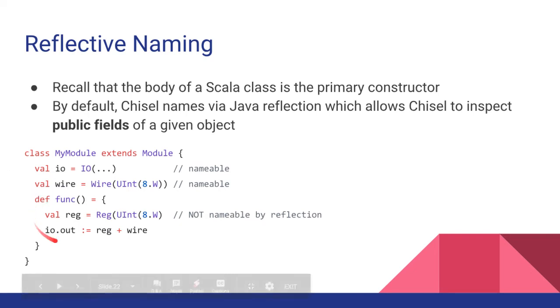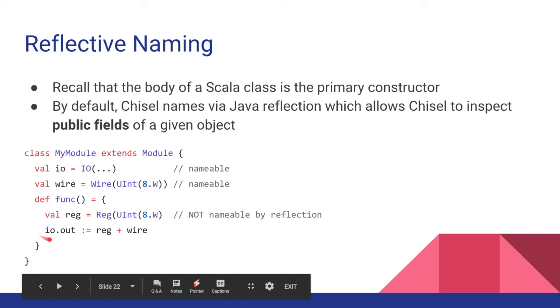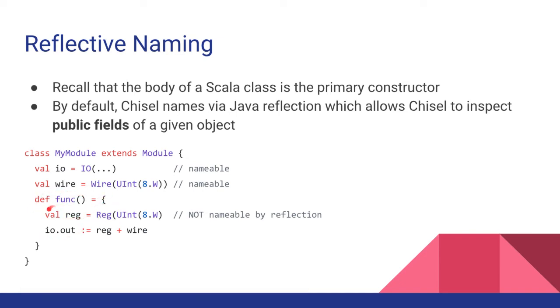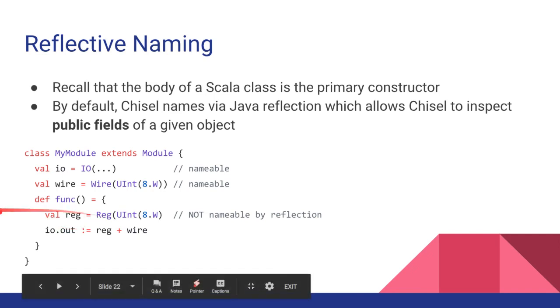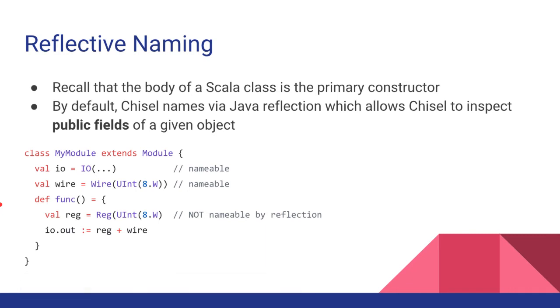However, if you define things inside of a function, this function is a member of the class, but this field, this val reg, is not. So how can I name this reg? It's not possible via Java reflection. If it were possible, we would have done it. So as most of you who've written Chisel know, if you wrote this code, that reg is going to be named _T_garbage, right? And it's really annoying. You're like, well, I called it reg. Why can't you know that it's named reg?